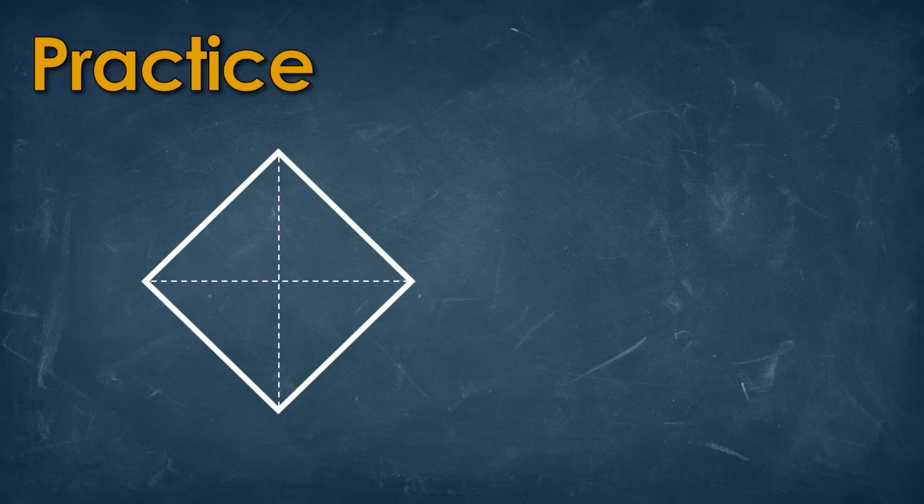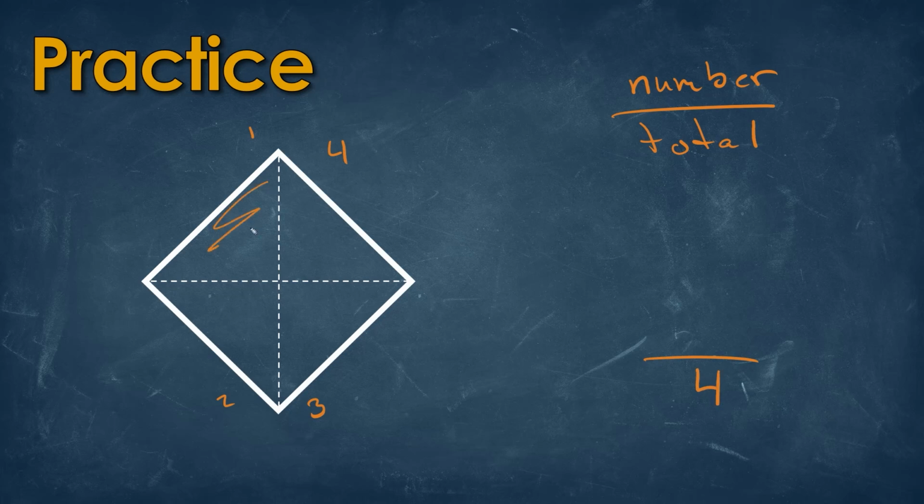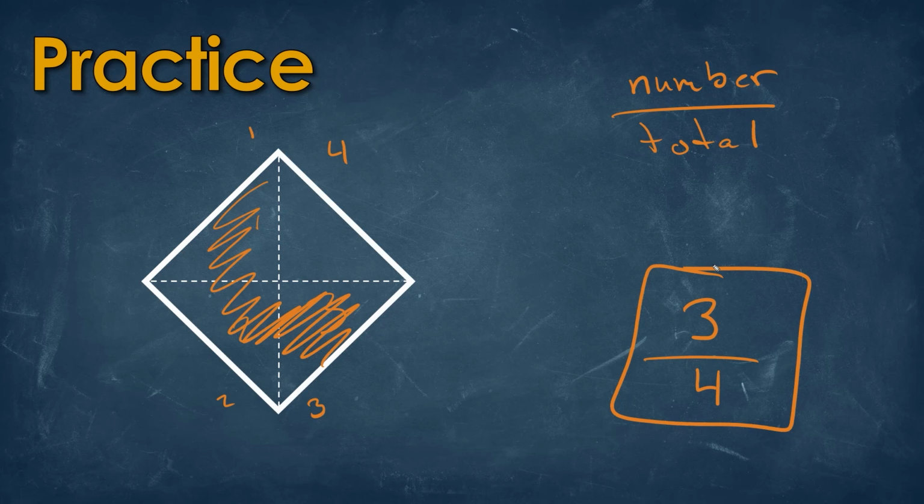All right, let's take a look at this diamond. So we have, again, the number of shaded spots on the top divided by the total. Well, we know the total is 1, 2, 3, 4 sections, so 4 will be on the bottom. And this time, let's say we shade 3 sections of it. So 1, 2, 3. 3/4 would be our answer.